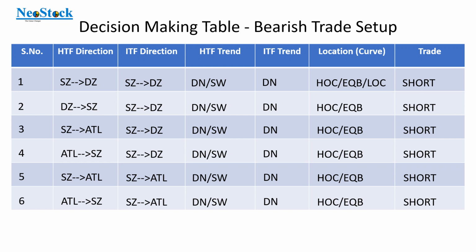but still the quality of the zone is not good. What happens? The zone mostly will be violated. If the quality of the zone is good, there are lesser chances of violating that particular zone, because the trend is in our favor, price direction is in our favor, and location is also in our favor.